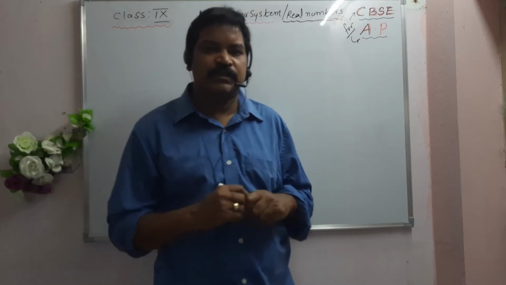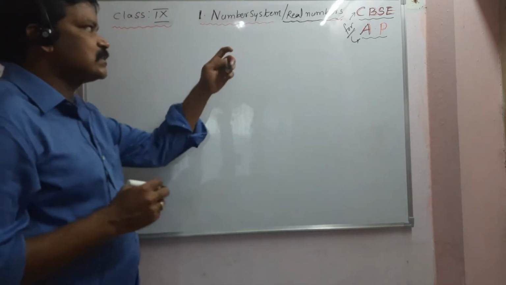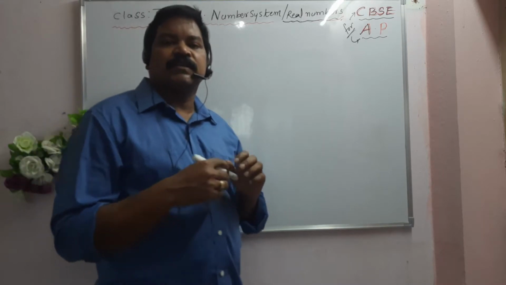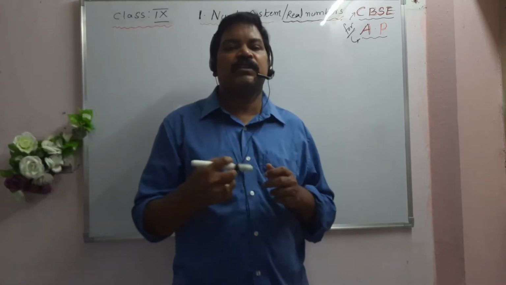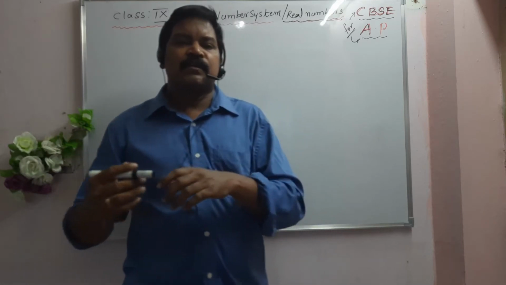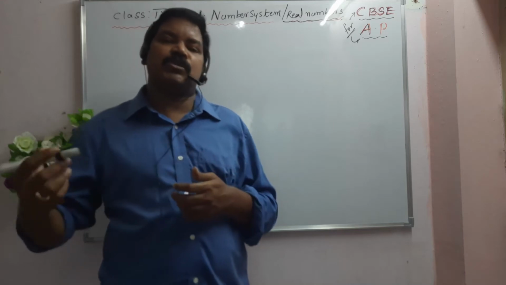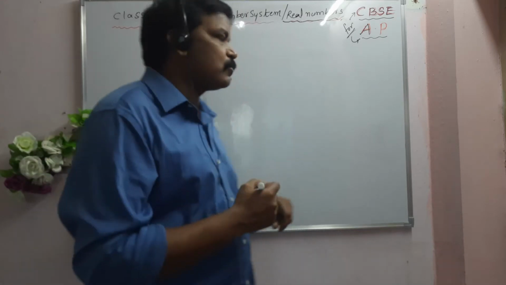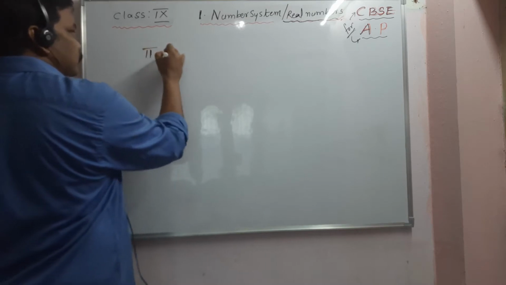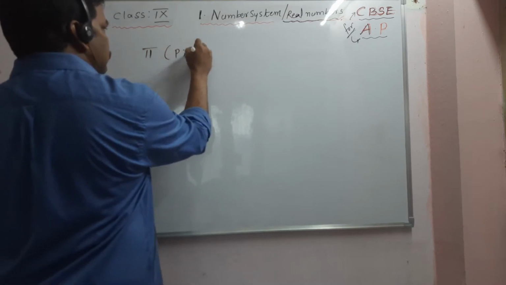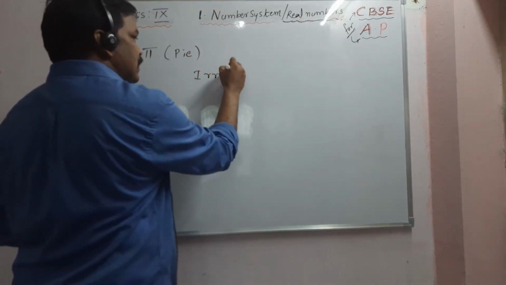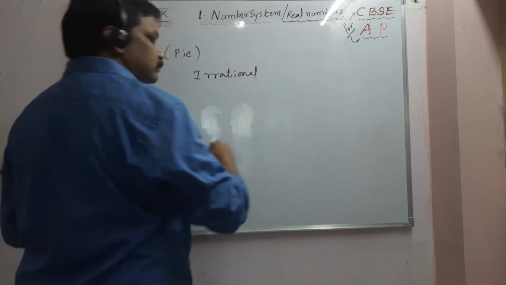Thank you very much. See, in the last class we discussed real numbers. Real numbers means rational and irrational numbers together. And we represented some rational numbers on the number line also. Now we are going to learn about pi. Actually, this pi is an irrational number.